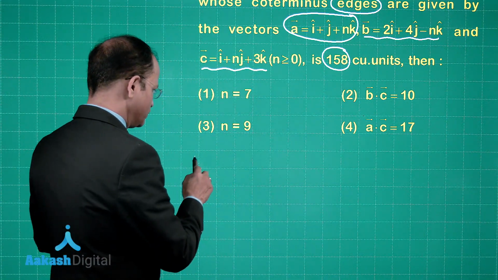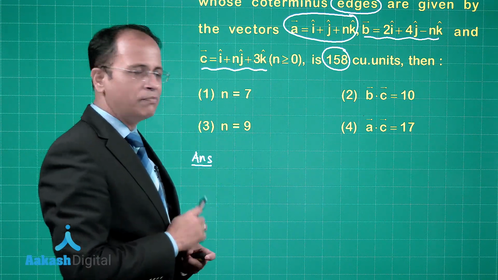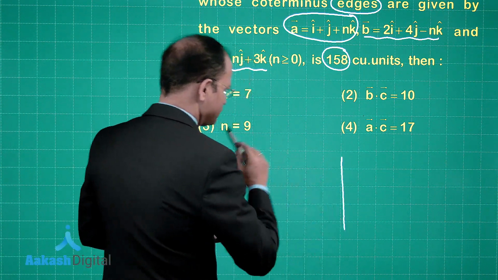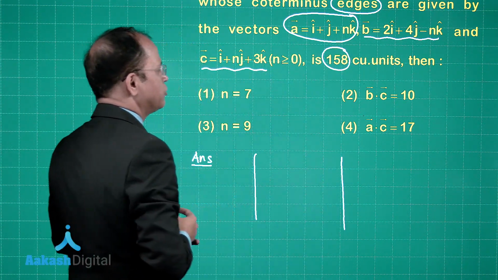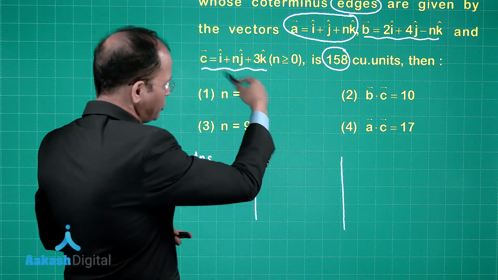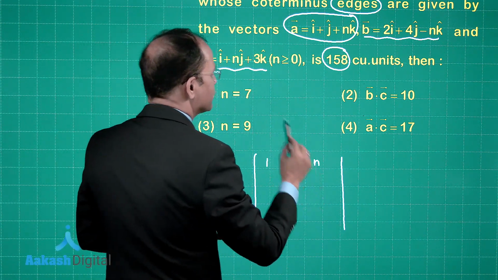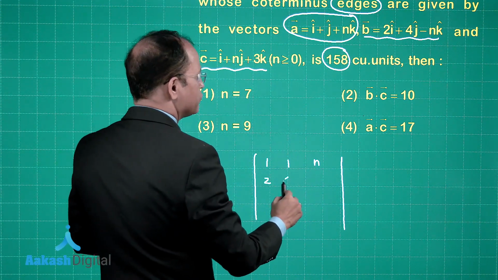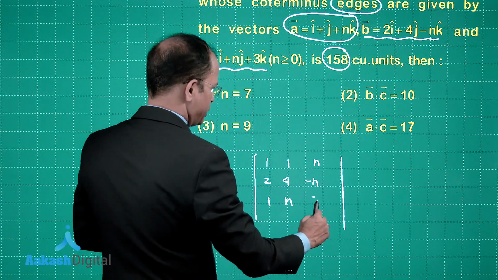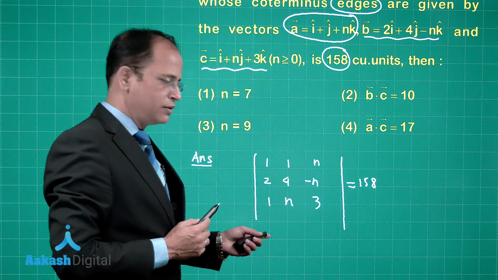Whenever you have been given the volume, the scalar triple product is always going to be the volume of the parallelepiped, right? So that means if you have been given three vectors, let me take the determinant of the coefficients of i, j, k, right? All the three vectors have to be considered. That means we have 1, we have 1, we have n here, right? We have been given 2, we have been given 4, this is minus n. Then we have 1, this is n, and this is 3, which is equal to how much? 158. So it's a mere simple determinant we have.